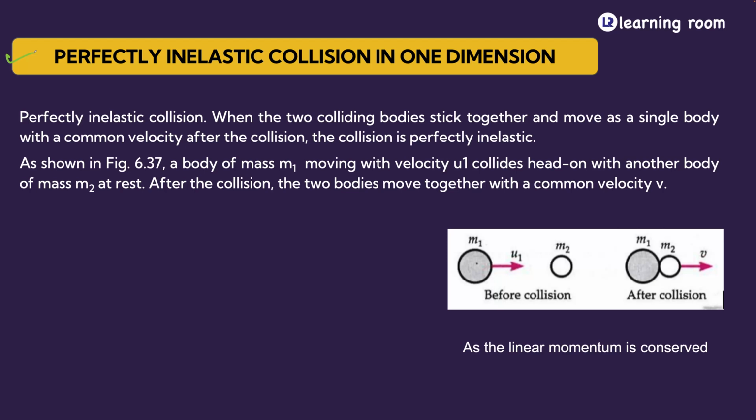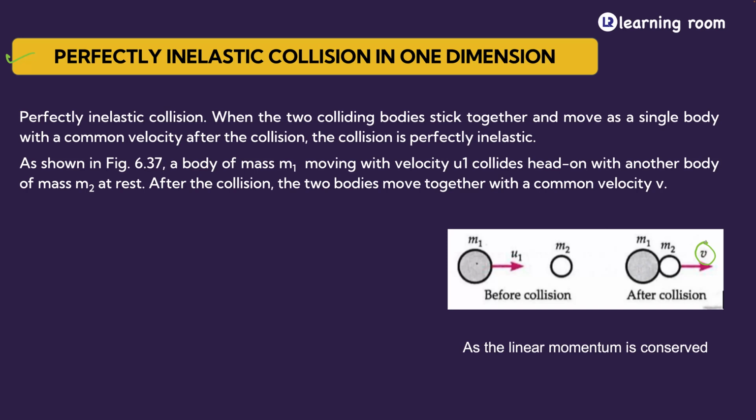There is an object of mass m1 which is moving with the speed u1 and there is another object of mass m2 which is at rest. Now after collision, if they both stick together and start moving as a single object, they're going to have a common velocity v associated with them. Now our job is to find the value of that v.